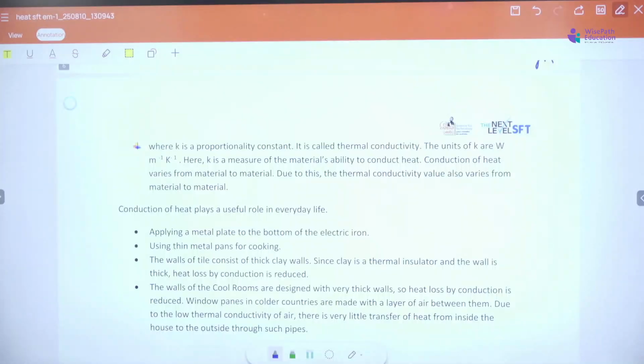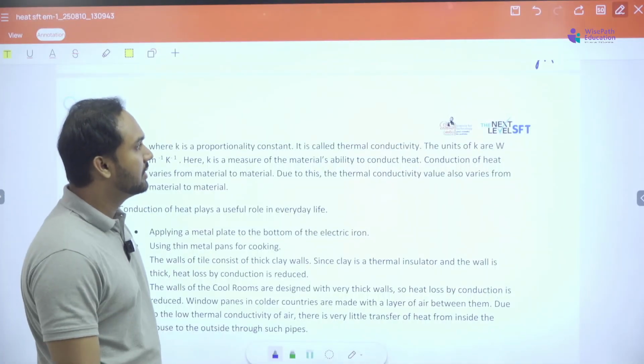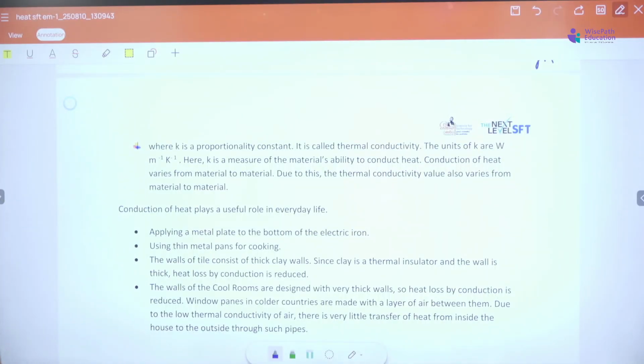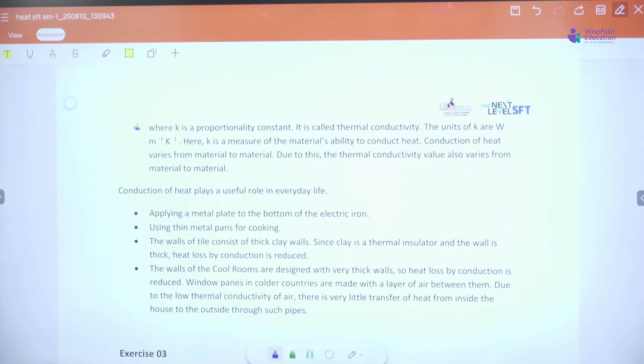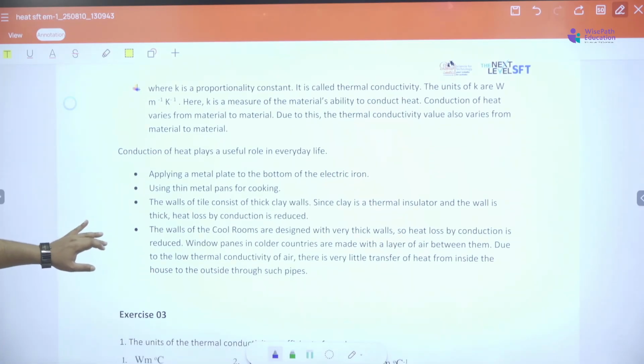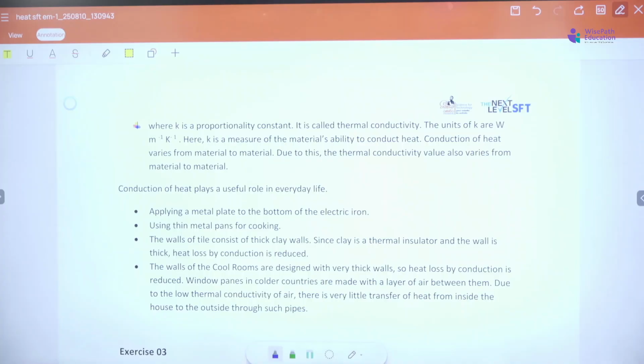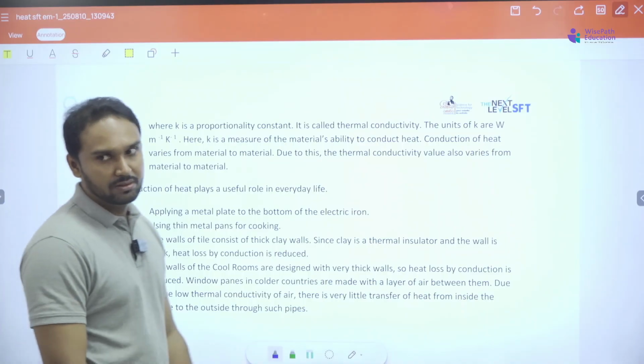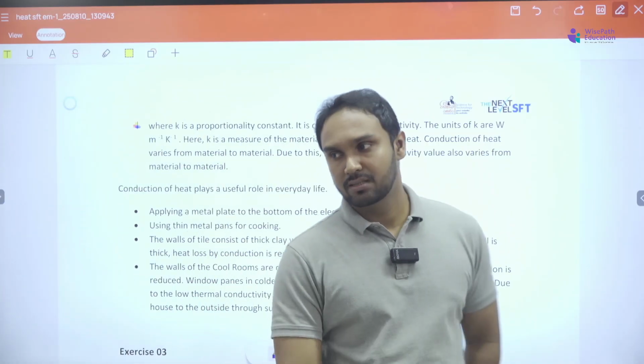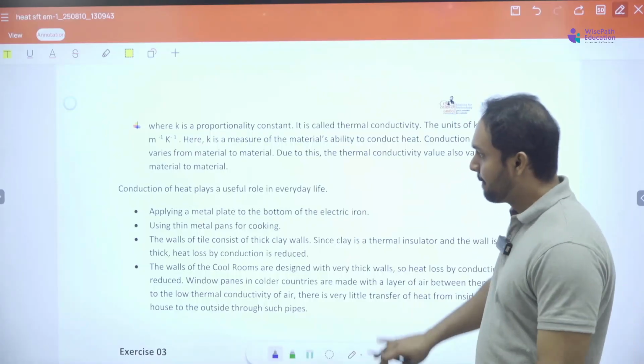Where K is the proportionality constant, it is called the thermal conductivity. The unit of K is watts per meter per Kelvin. Here K is a measure of a material's ability to conduct heat. Conduction of heat varies from material to material. Due to this, the thermal conductivity values also vary from material to material. So it's a constant depending on the substance or the material, right?